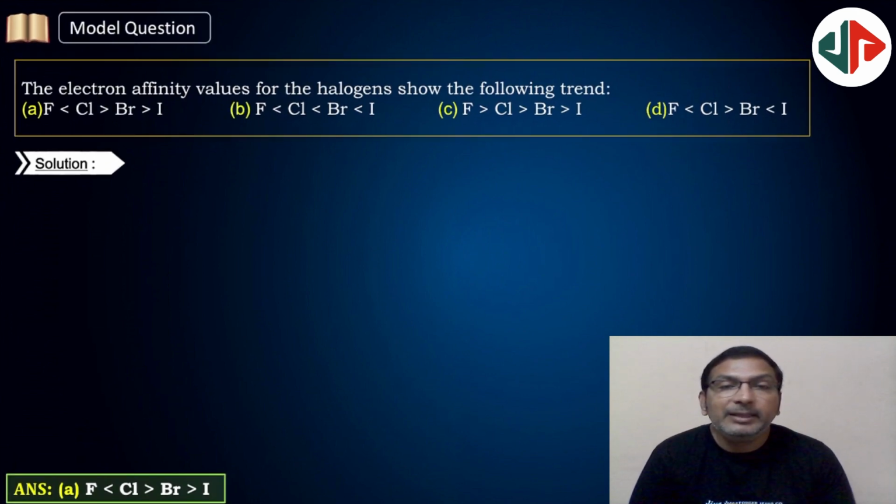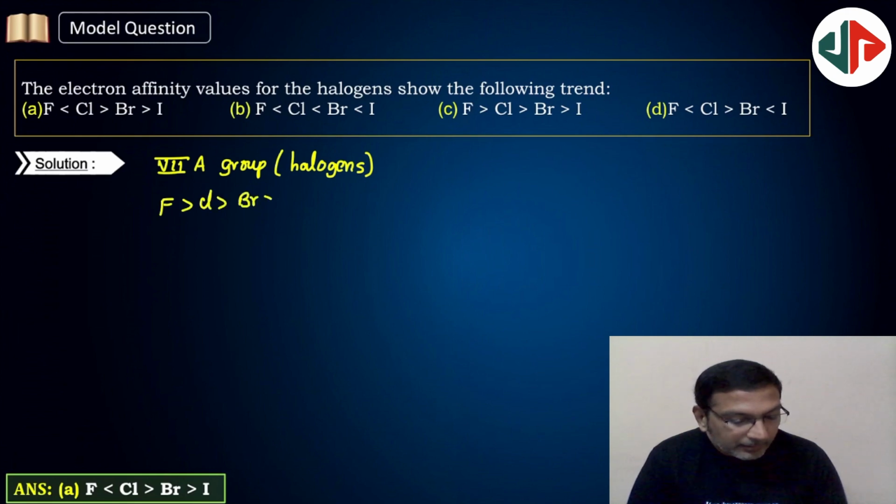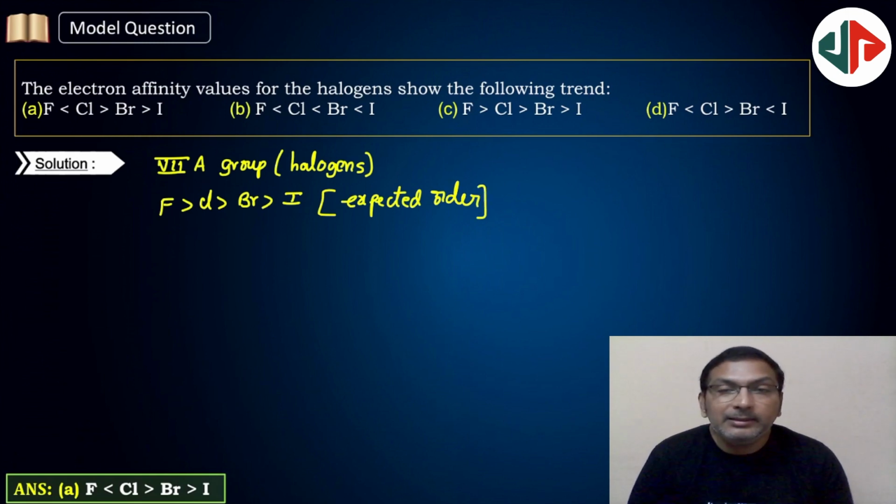The electron affinity values for halogens show the following trend. Electron affinity of 7A group or halogens will be F, Cl, Br and I. So this is the expected order of electron affinity.